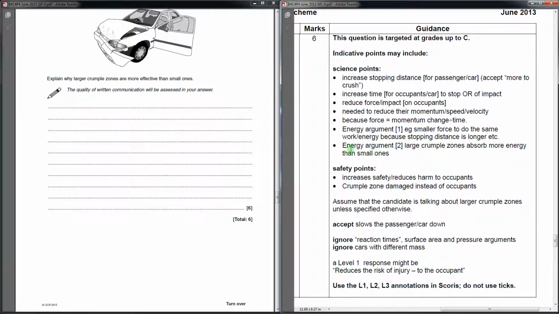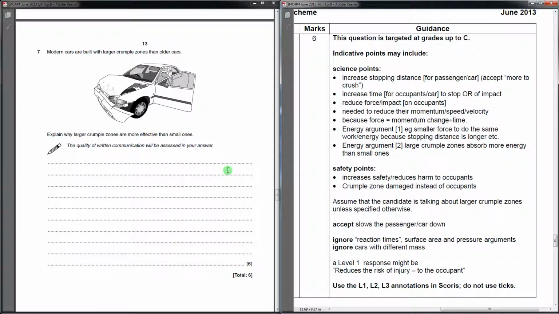The other way to think about this question is in terms of energy instead of momentum. So you could say the car's got a certain amount of kinetic energy, which we've got to get rid of, and one way to do that is in putting that energy into crumpling the crumple zone. So you've got 2 arguments you can make. You've got the increased time, reduced force argument, and the kinetic energy has to be got rid of. Larger crumple zones absorb more energy than smaller ones. So those are the key sort of science points, the ones written here.